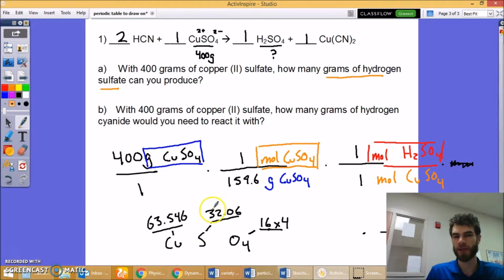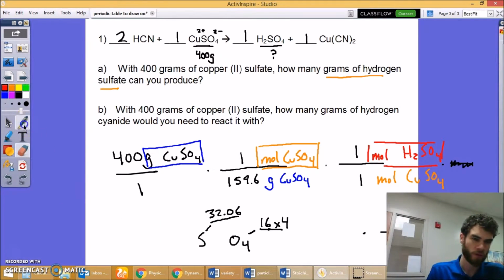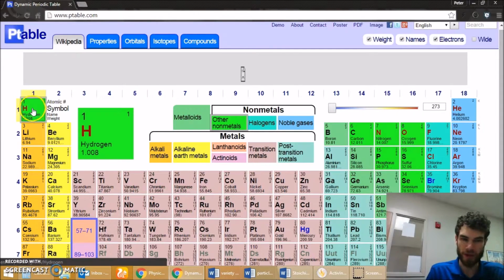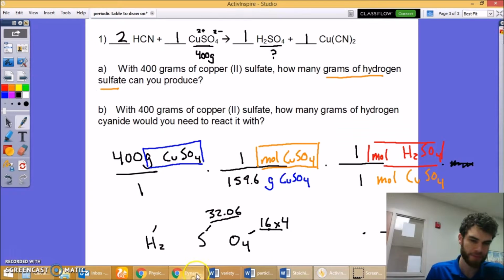Now, we actually already did sulfur, and we did the 4 oxygens right there. All we need to do is 2 hydrogens on top of this. So instead of the copper, we're just going to do a couple hydrogens. Hydrogen is basically 1.008. And that's going to be times 2.